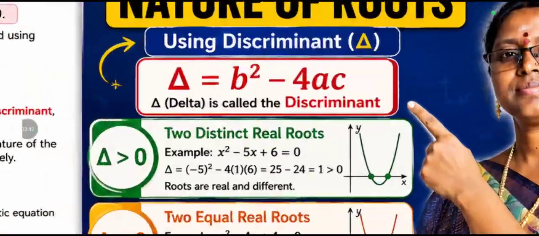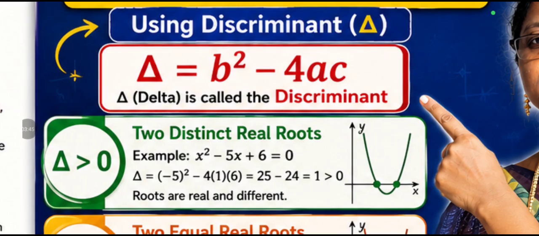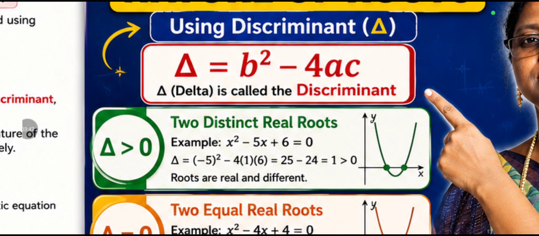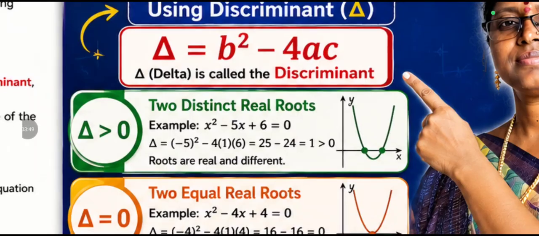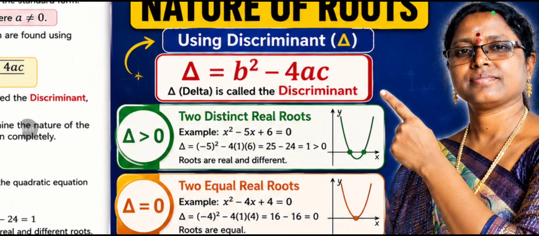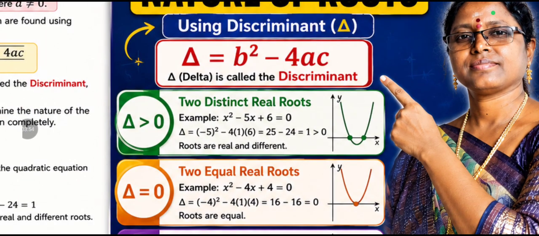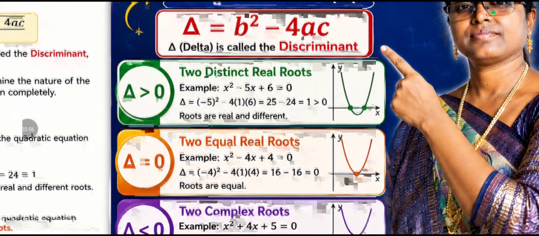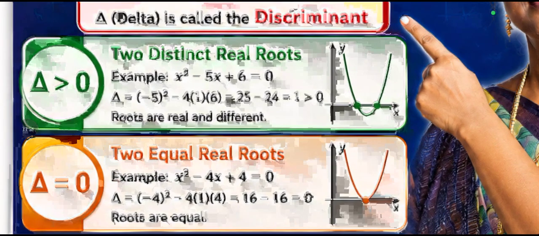Here, have a look here. Using discriminant delta, delta equals to b square minus 4ac. Delta is called as the discriminant. Okay. If delta is greater than 0, two distinct real roots. Here is an example. The quadratic equation x square minus 5x plus 6 equals to 0. Here delta equals to minus 5 whole square minus 4 into 1 into 6. That is 25 minus 24 equals to 1, which is greater than 0. So roots are real and different.